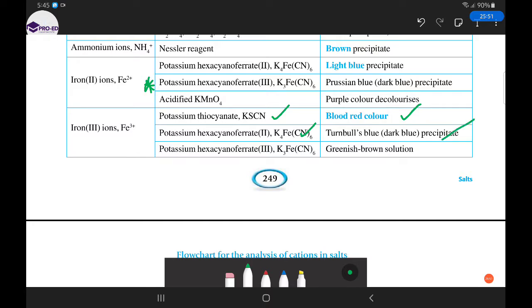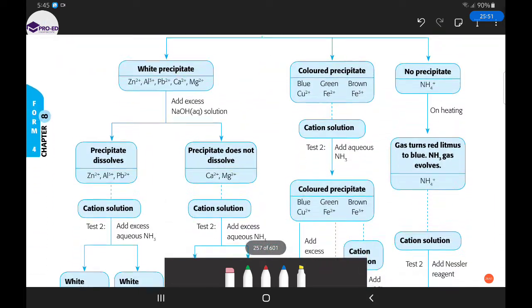If you use potassium hexacyanoferrate(III), it'll form a greenish brown solution, right? Again, I say the best one is which one? The one that is used in the book is this one right here, potassium thiocyanate solution. So potassium thiocyanate solution gives a blood red color.